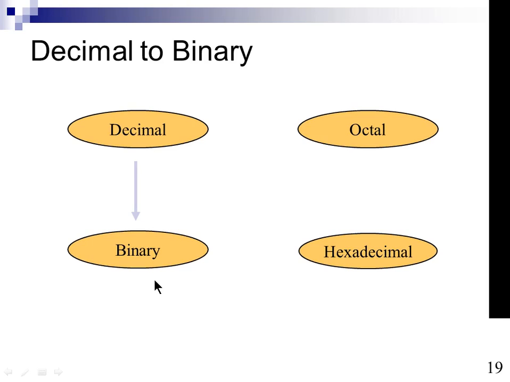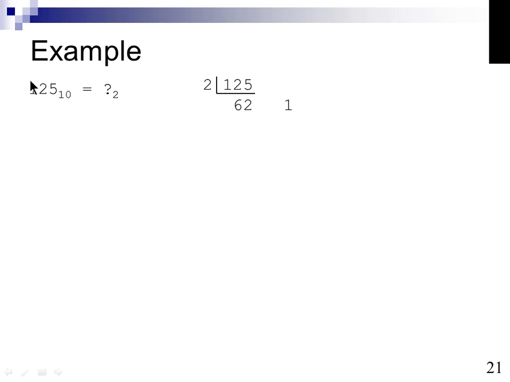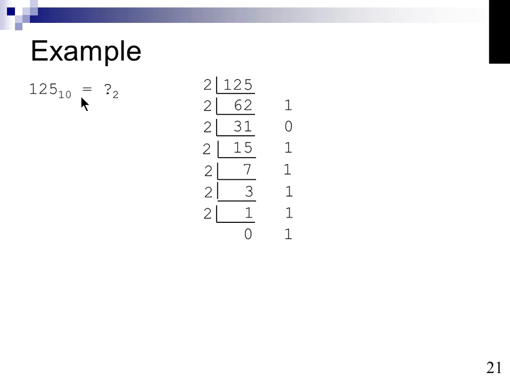From decimal, I can go to binary. How do I do that? If I want to convert 125 in decimal to the equivalent binary format, which has a base of 2, I keep dividing this number by 2 till I reach a stage where I cannot divide by 2. So 125 by 2, quotient is 62, remainder is 1. 62 by 2, quotient is 31, remainder is 0. 31 by 2, quotient is 15, remainder is 1. I keep dividing till I reach 1 by 2, which I cannot divide: quotient is 0, remainder is 1. When the quotient is 0, I cannot divide the number further. So this is my final binary number.